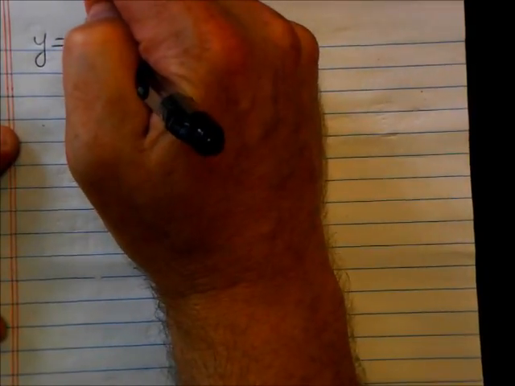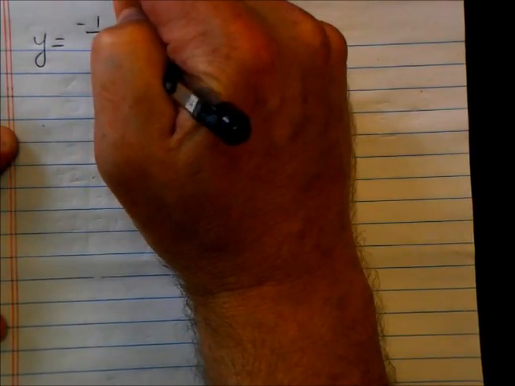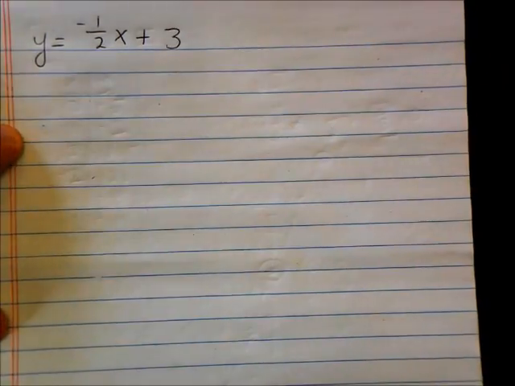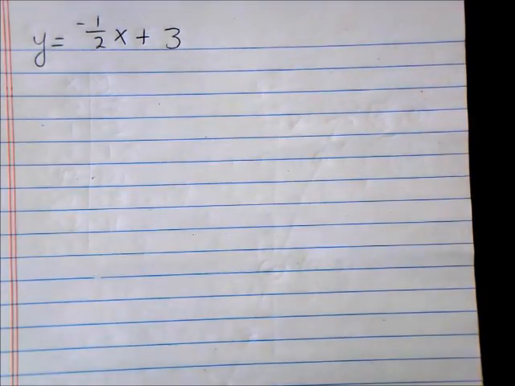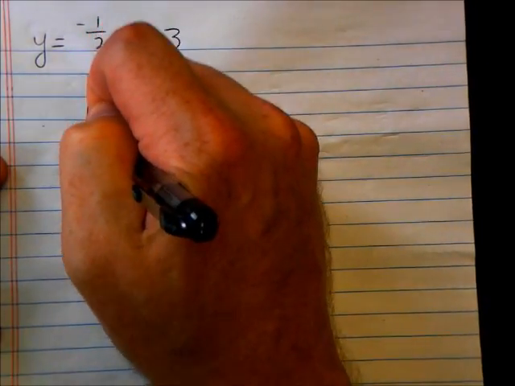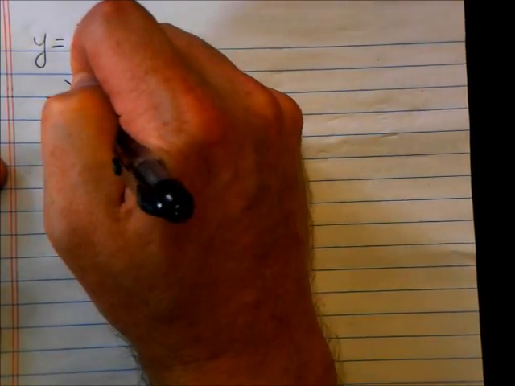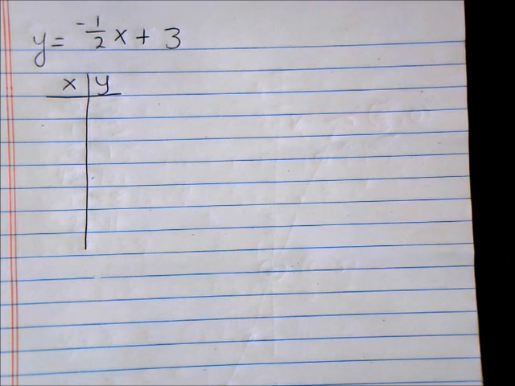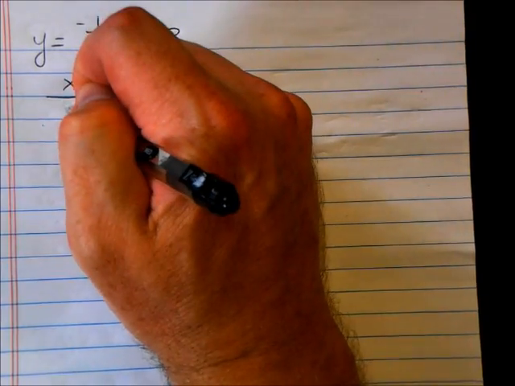Y equals negative 1/2 x plus 3. Again, I'm going to build myself a little table. And again, I'm going to pick my 5 favorite numbers. I'm going to pick 0, and I'm going to pick 2 positive numbers, and I'm going to pick 2 negative numbers. All right, so I plug in 0 for x.